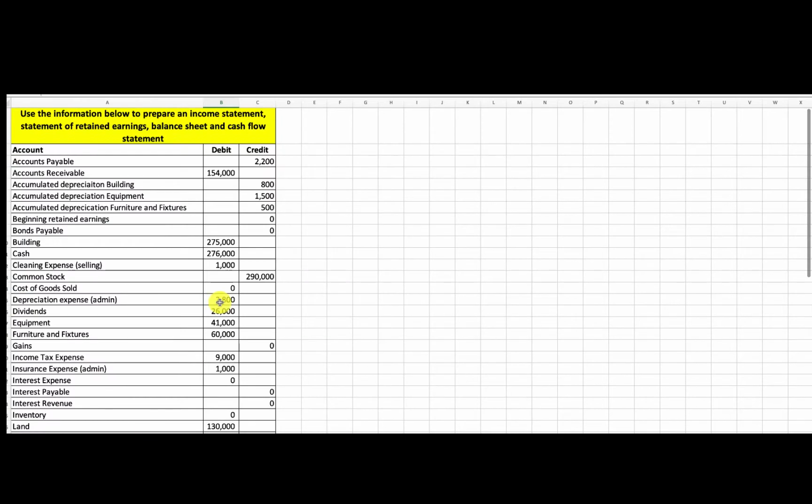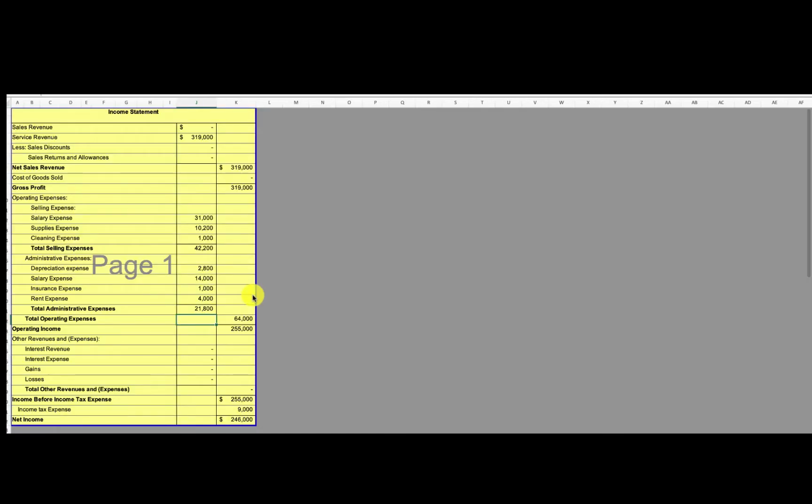In this video, we'll continue with the income statement. So after we have the trial balance, which is complete, then we do the financial statements. The first statement is the income statement, which is simple. You're going to have the outline on the left, and you're just going to fill in the numbers.